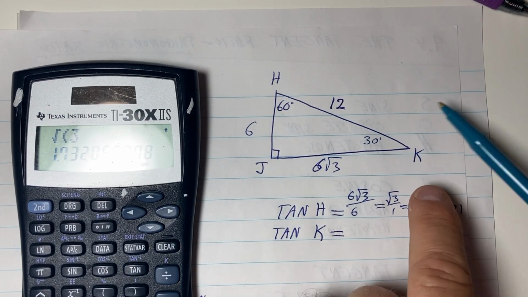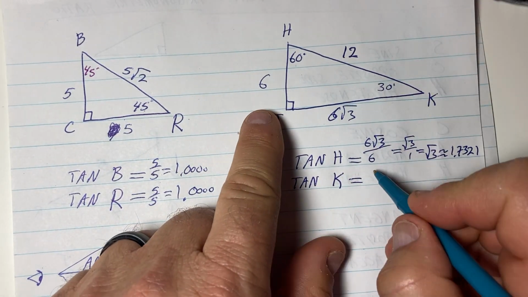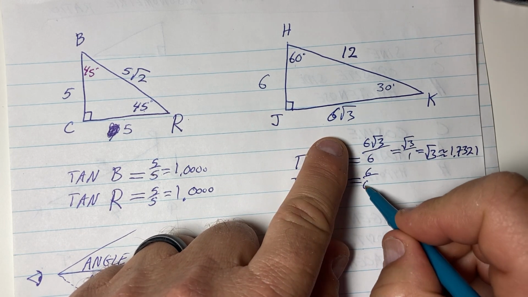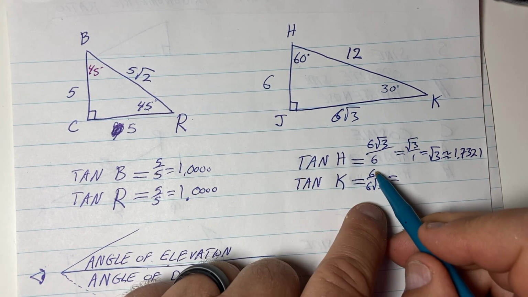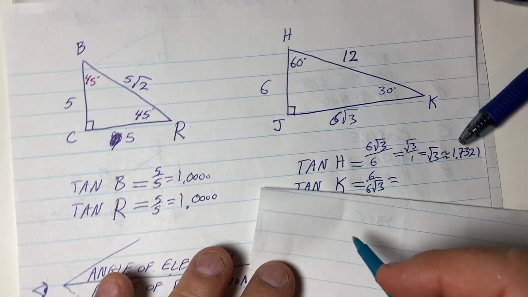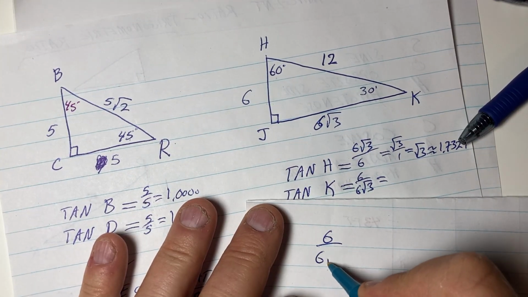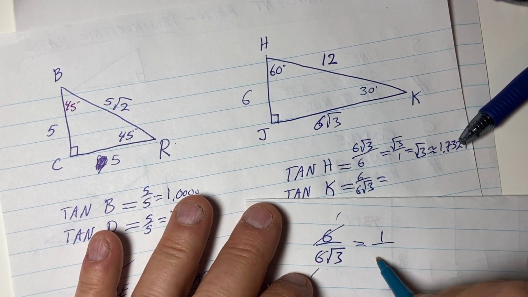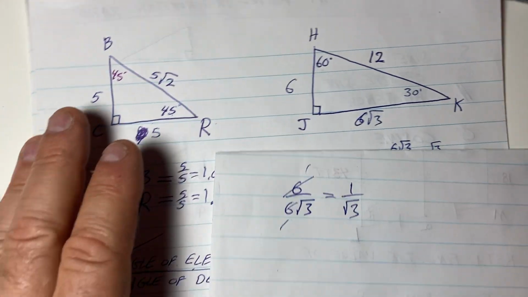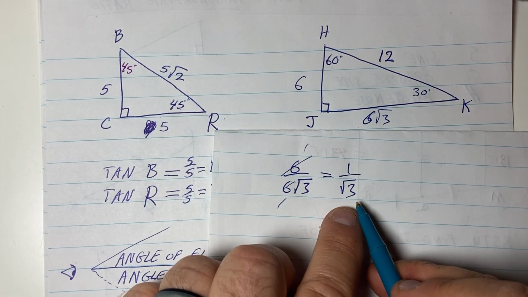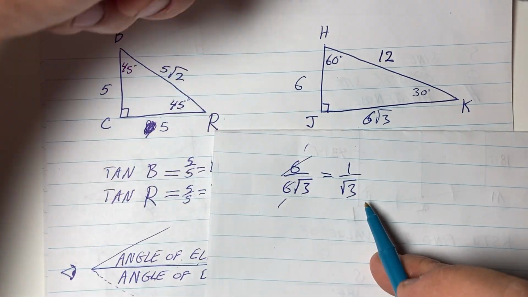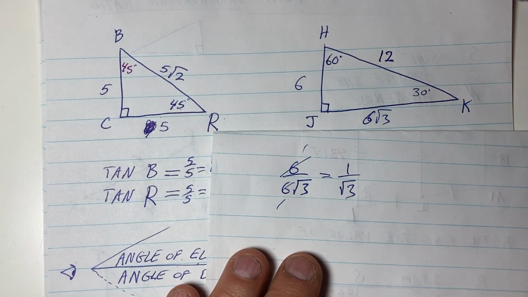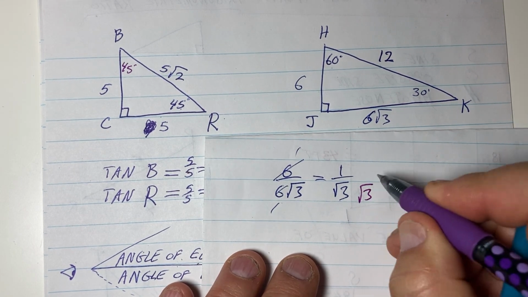Tangent of K. Here's K. Opposite over adjacent. Opposite side is 6. Adjacent side is 6 root 3. Those 6s cancel, and you get 1 over the square root of 3. And if you remember in algebra, to simplify this, you cannot have a radical in the denominator. So how do we get rid of that? We have to do this.